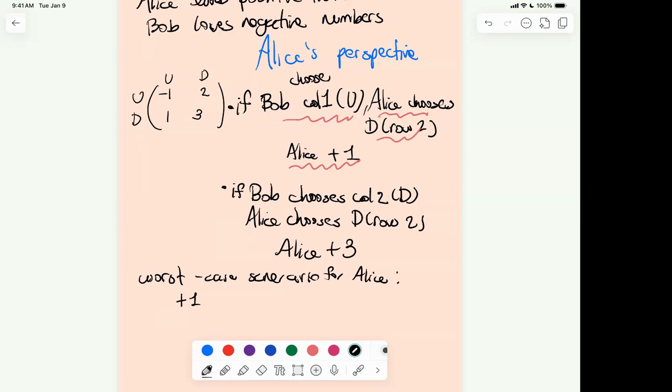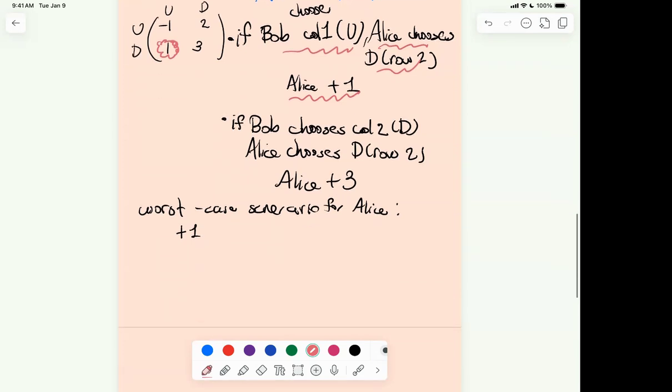Perfect. Now, this worst case scenario for Alice happened in column one, row two. So this is where the worst case scenario happened for Alice. I'll put a circle around it to mark the worst outcome possible. Now let's look at exactly the same situation, but from Bob's point of view. In game theory, you always have to look at everything from each player's perspective.